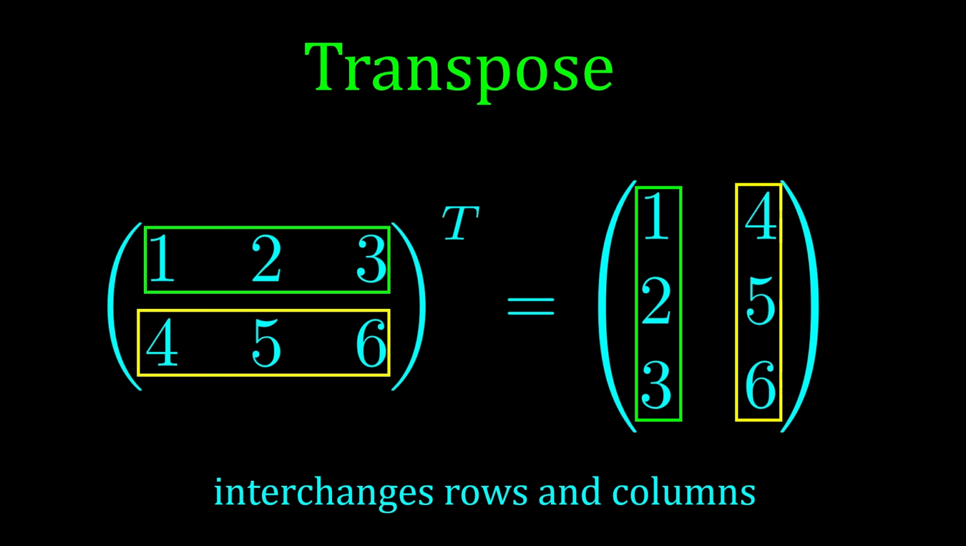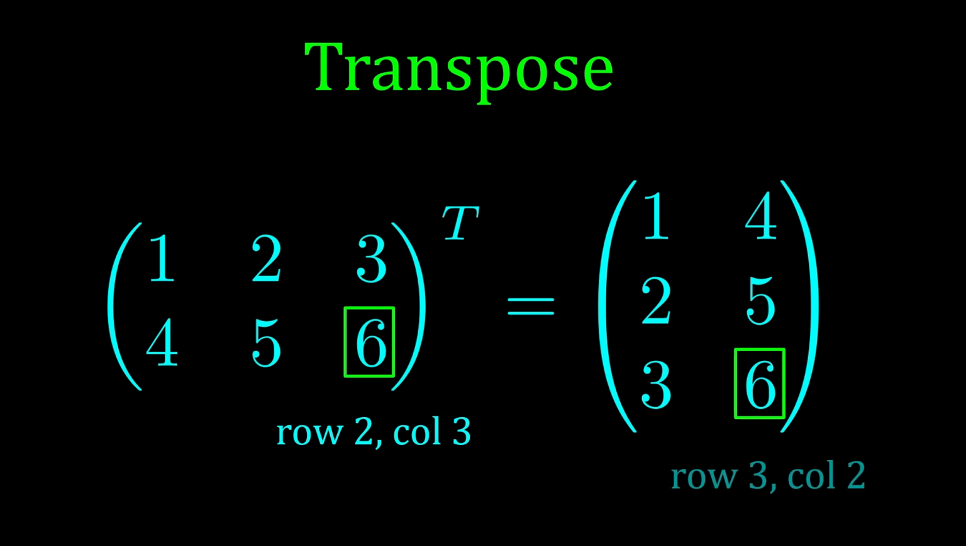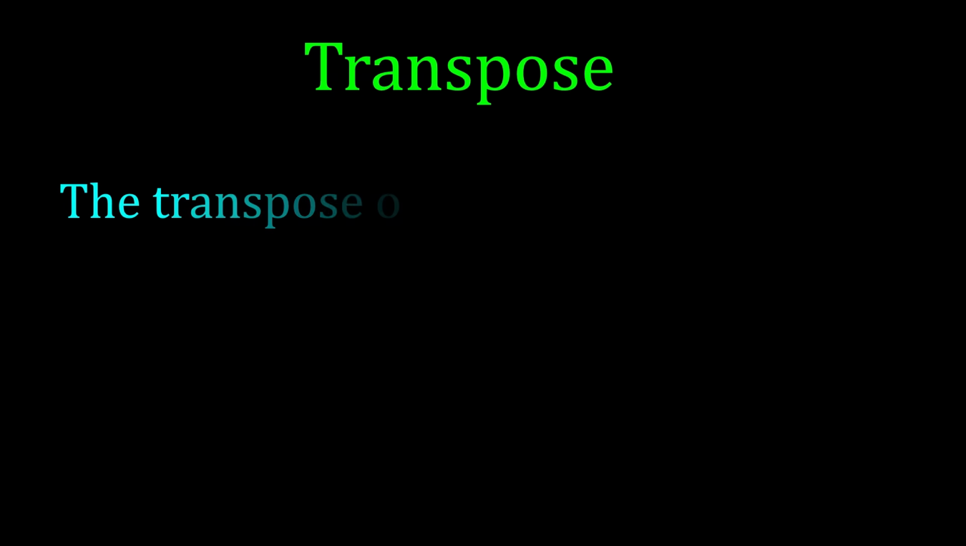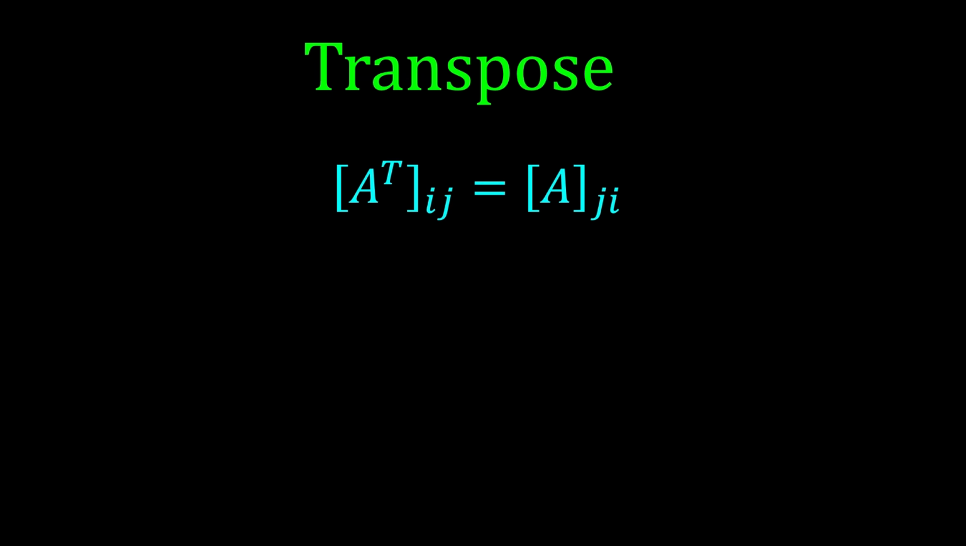Maybe let's look at it by entries. The entry in row 2 and column 3 is, in the transpose, actually in row 3 and column 2. Notice once again the switch between rows and columns. So you can define the transpose like this. The transpose of an m by n matrix is an n by m matrix, where A transpose ij is equal to A ji for all matrices A.